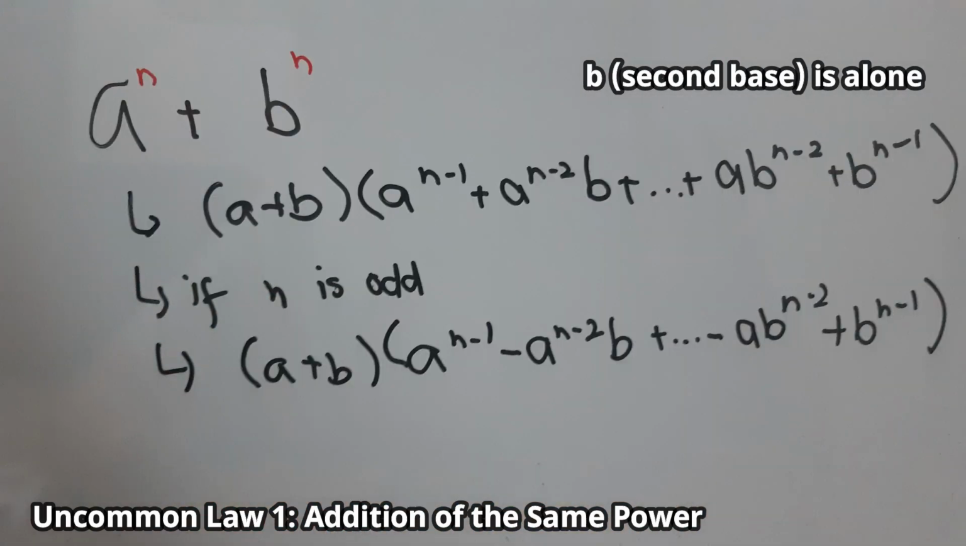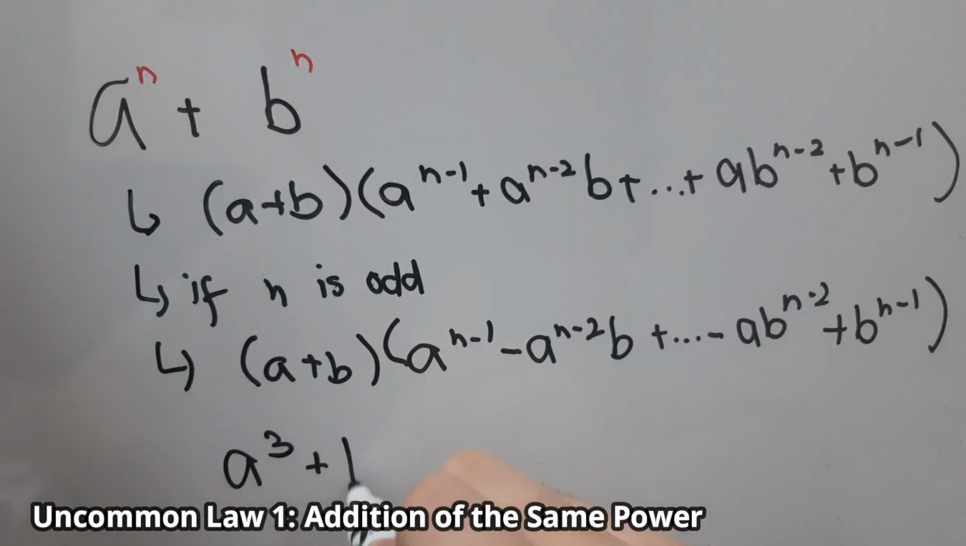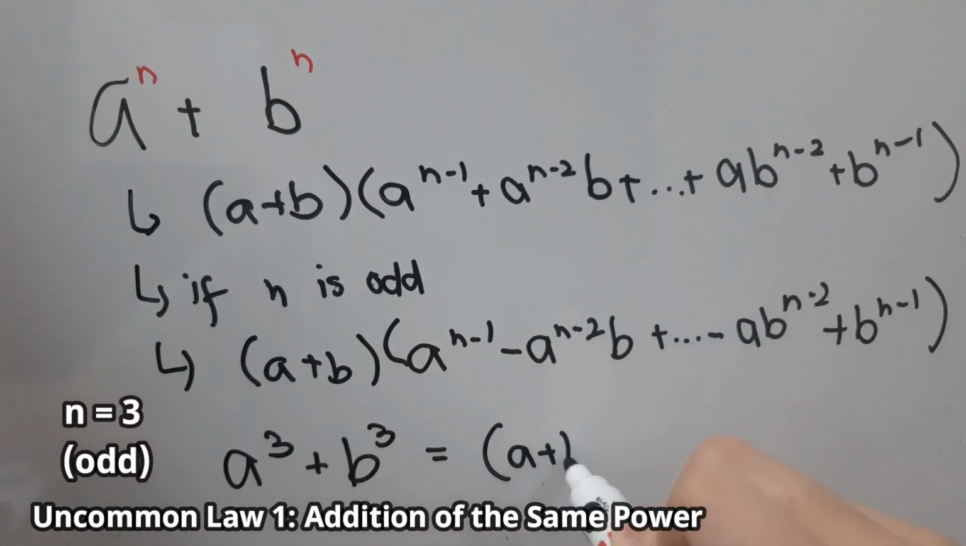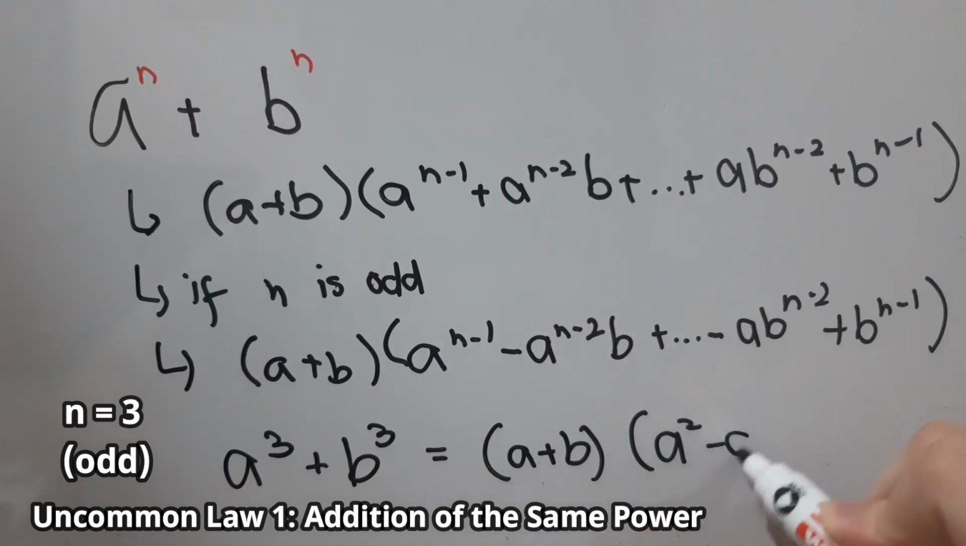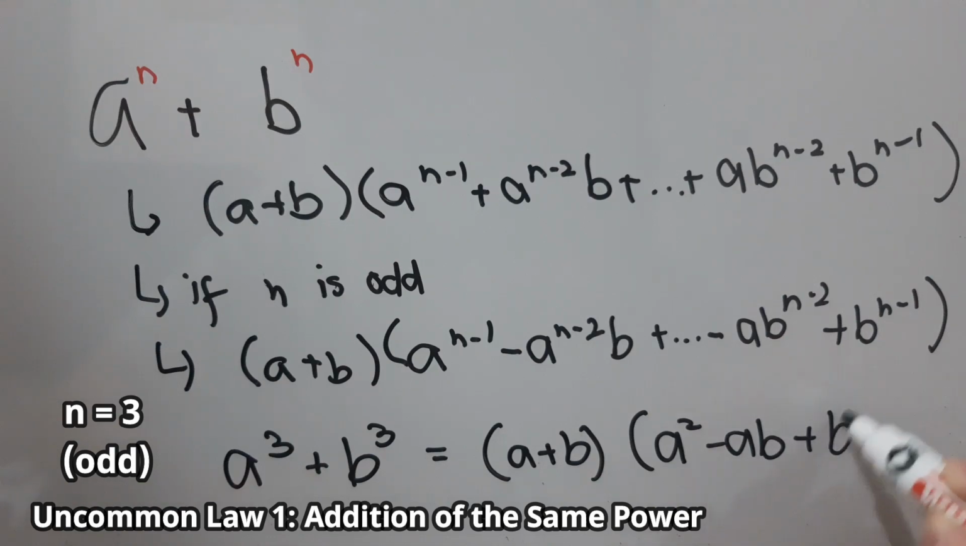For addition, the even numbered terms in the second parenthesis should be negative when the stated power is an odd number. A simple example of this is when you expand a plus b cubed into a plus b, a squared minus ab plus b squared.